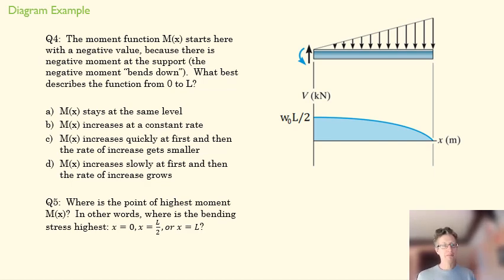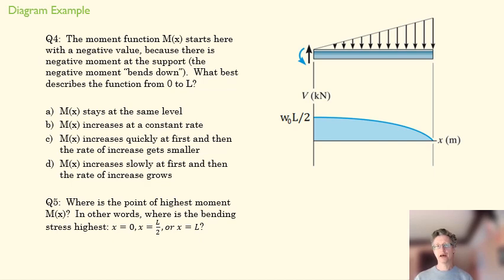So where is the point of highest moment: at x equals 0, x equals L over 2, that is halfway, or x equals L? Where do we have the biggest moment here? And if you answered Q4 and have a sketch for that, you'll probably have a pretty good idea of that.